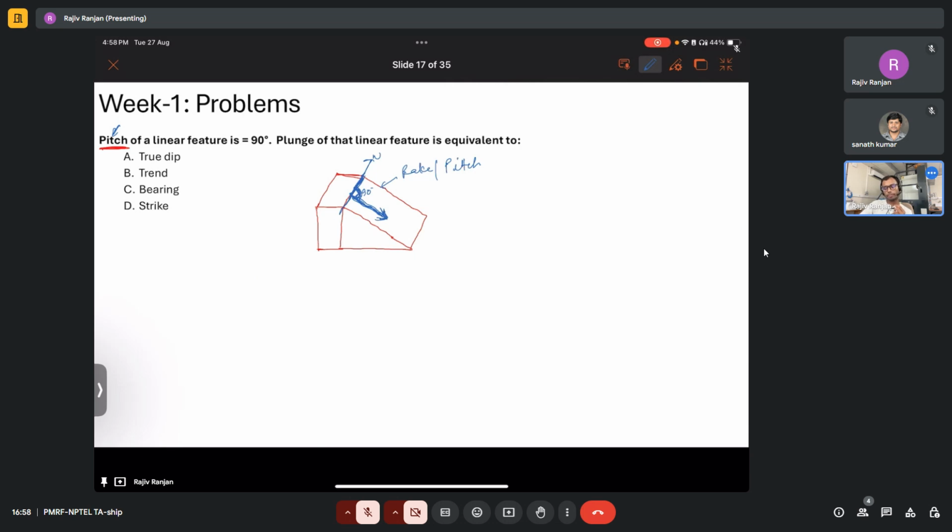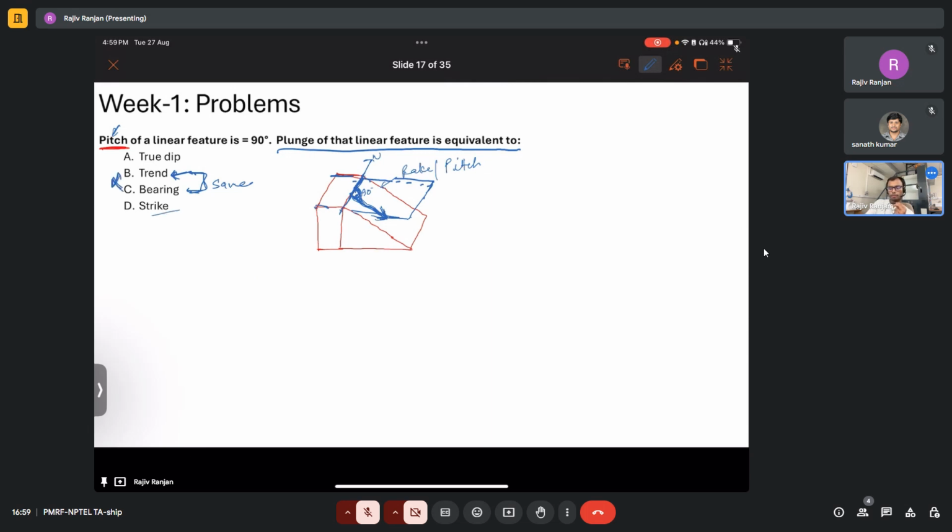So now if you see, the plunge of that linear feature, since it is at 90 degrees, what do you think? The plunge will be what? It is never going to be trend, right? Because for trend we need to project, right? To obtain a trend, we need to project this lineation on where? On a horizontal plane, which is not the case here. So this is wrong. And trend and bearing, if you know, are nothing but the same, right? You know this, right? Trend and bearing. So this is not possible.